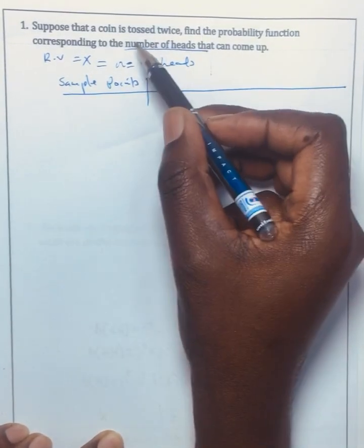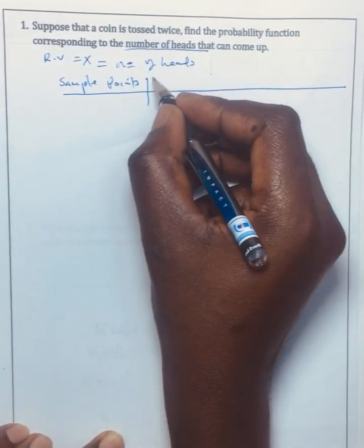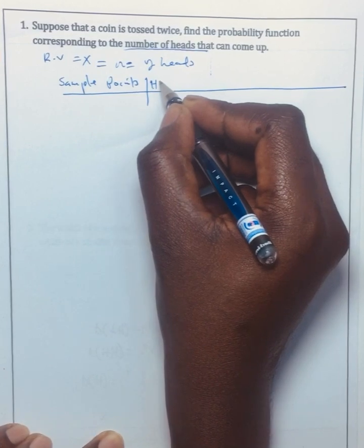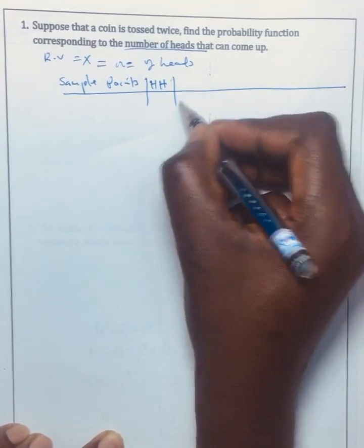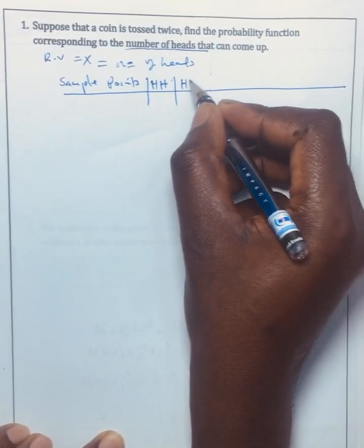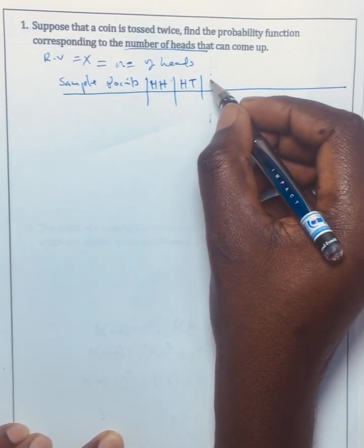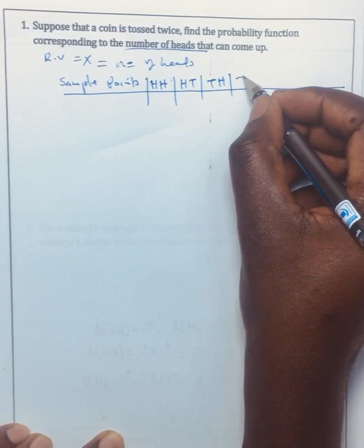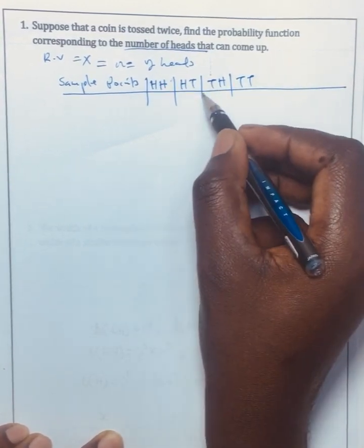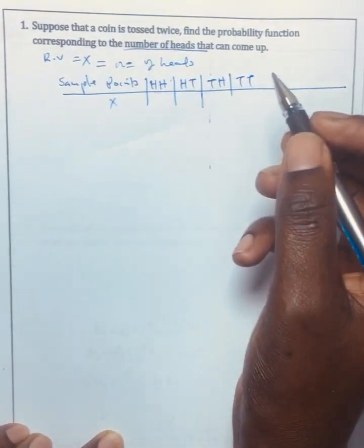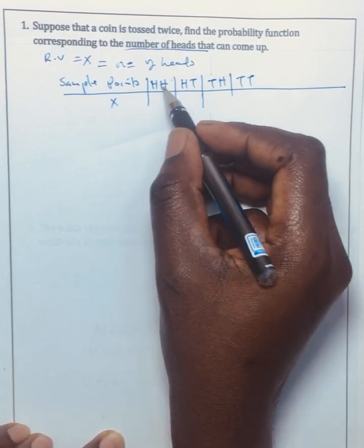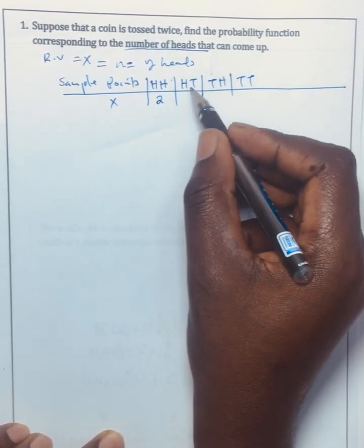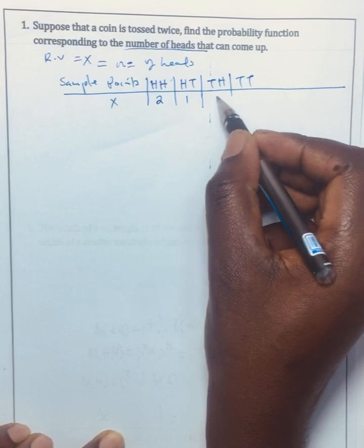From there, we are going to identify the sample points. We are told that the coin is tossed twice. The first time you toss, you get a head, and the next time you also get a head. Or you toss a head and then a tail. Or a tail and then a head in the next one. Or a tail and then a tail. In the first case, our random variable x is 2, here it is 1, here 1, and there we have none.